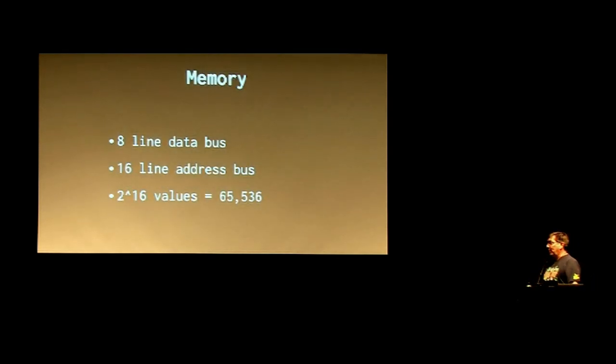So talking about ROMs, the next thing to talk about is memory. On these 8-bit machines, we actually have an 8-line data bus, also a 16-line address bus. And with that, you can actually access up to 2 to the 16 different 8-bit values. And that is 65,536, also known as 64K.